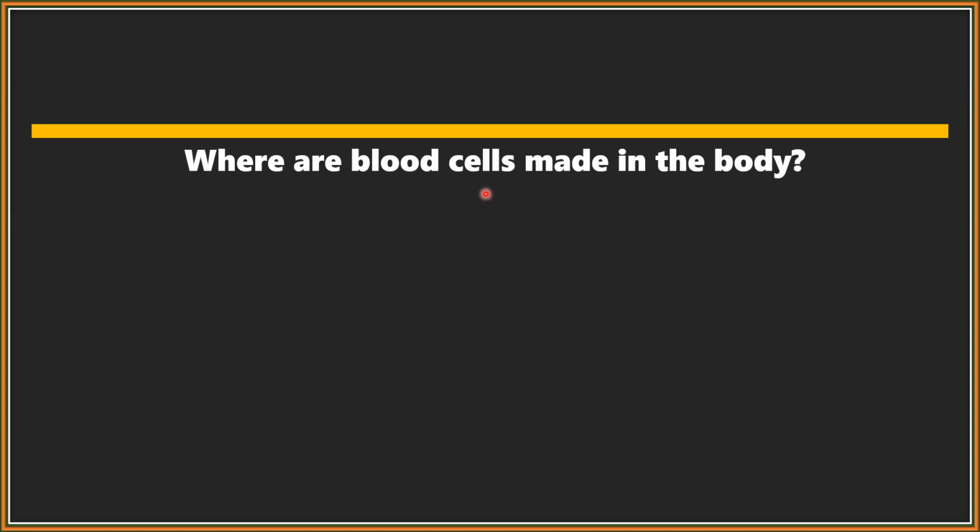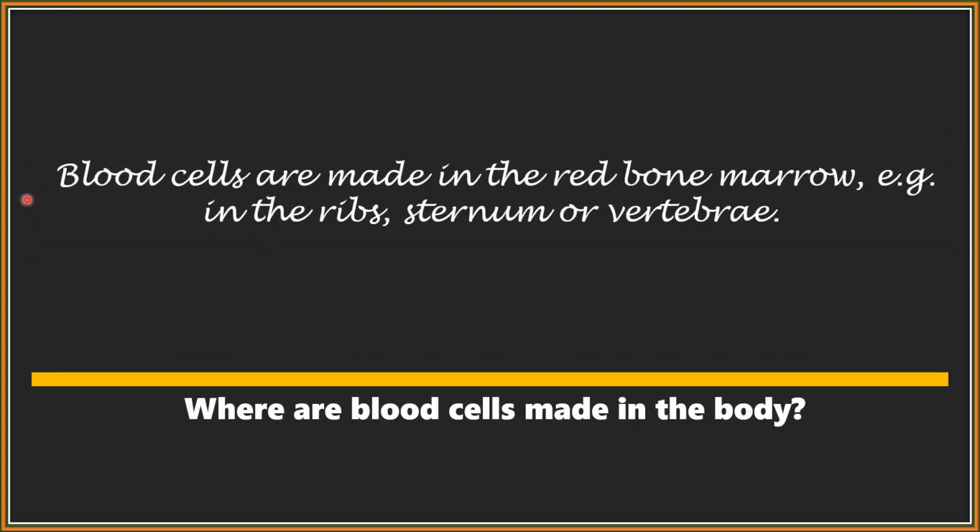Where are blood cells made in the body? Blood cells are made in the red bone marrow, for example, in the ribs, sternum, or vertebrae.